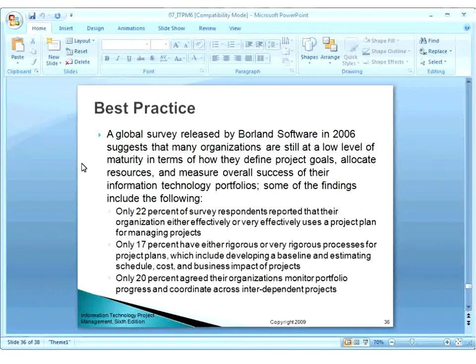A global survey released by Borland Software in 2006 suggests that many organizations are still at a low level of maturity in terms of how they define project goals, allocate resources, and measure overall success of their information technology portfolios. Some of the findings include: only 22% of the survey respondents reported that their organizations either effectively or infrequently use project plans. Only 17% have either rigorous or very rigorous processes for project plans, and only 20% agreed that the organization monitors portfolio progress.